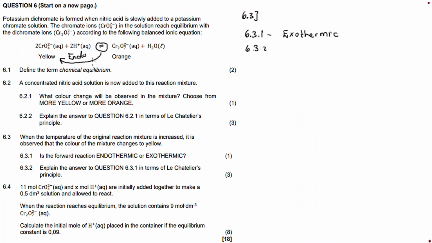So, an increase in temperature, it becomes more yellow. It means that the reverse is an endothermic reaction. But they're asking us, what is the nature of the forward reaction? It's going to be an exothermic one. Simple, yet it requires you to have a little bit of logic in these questions. Alright, so the question answer.